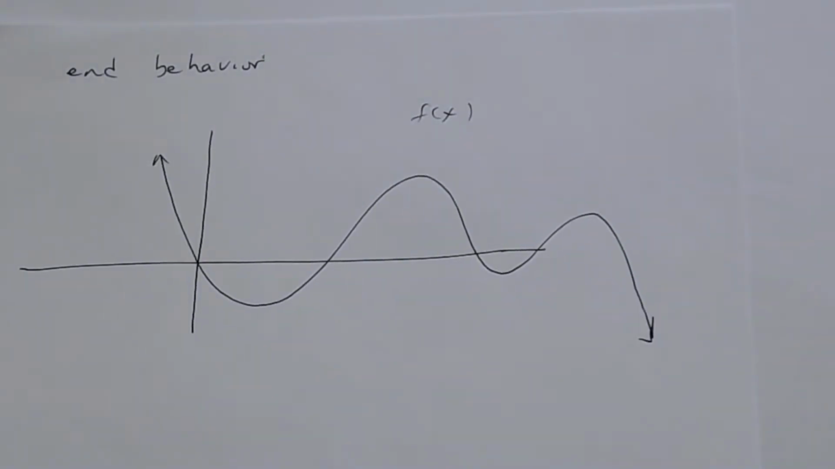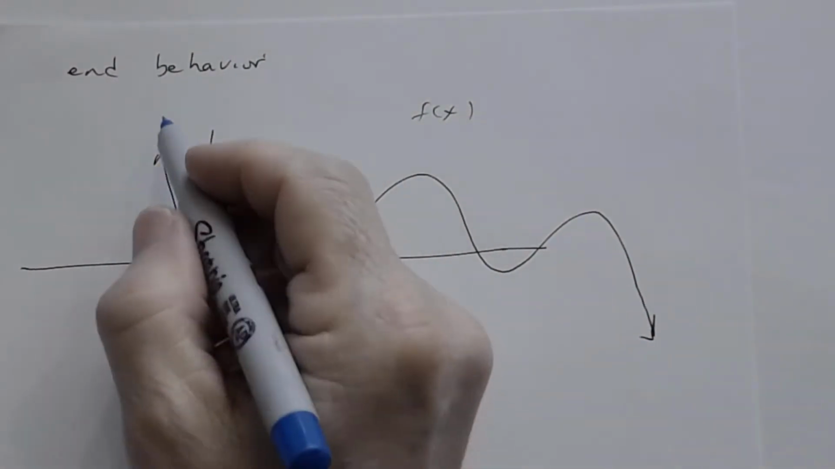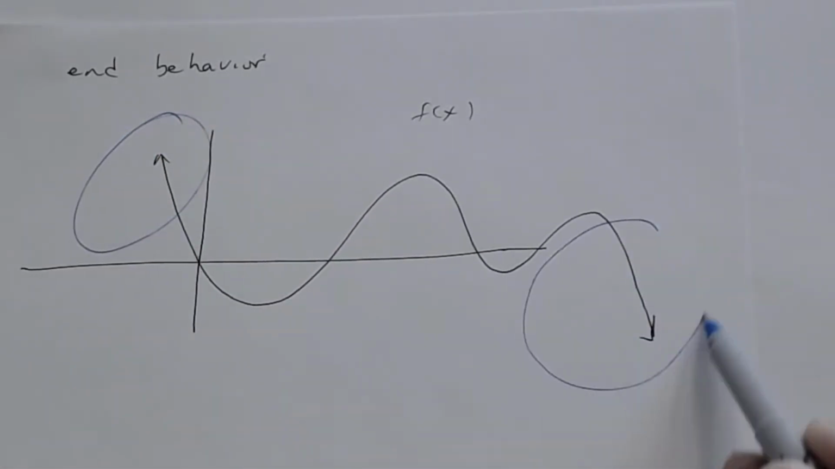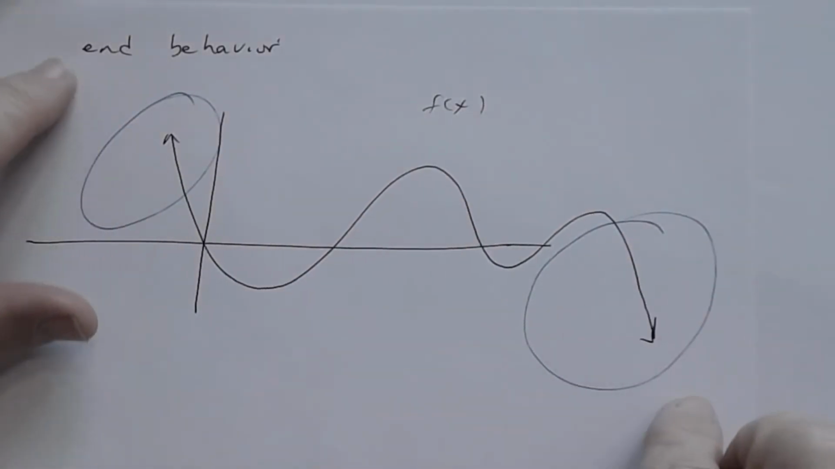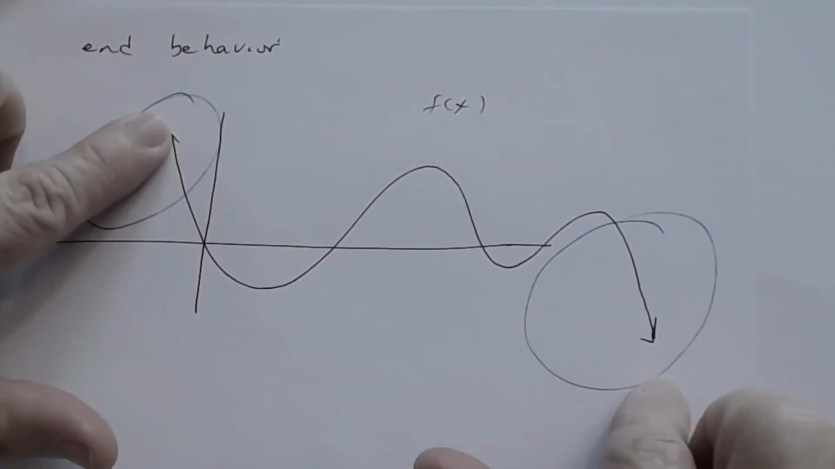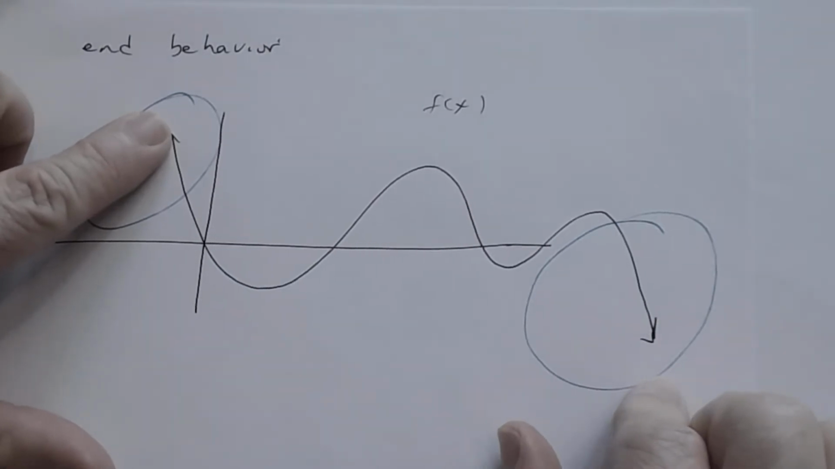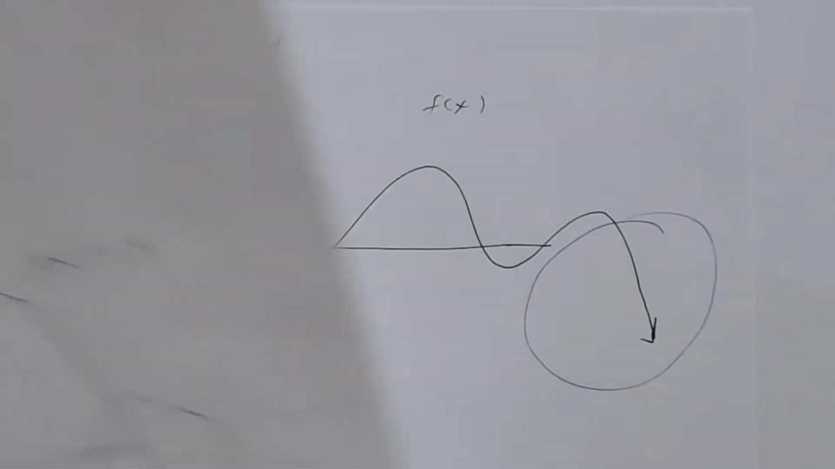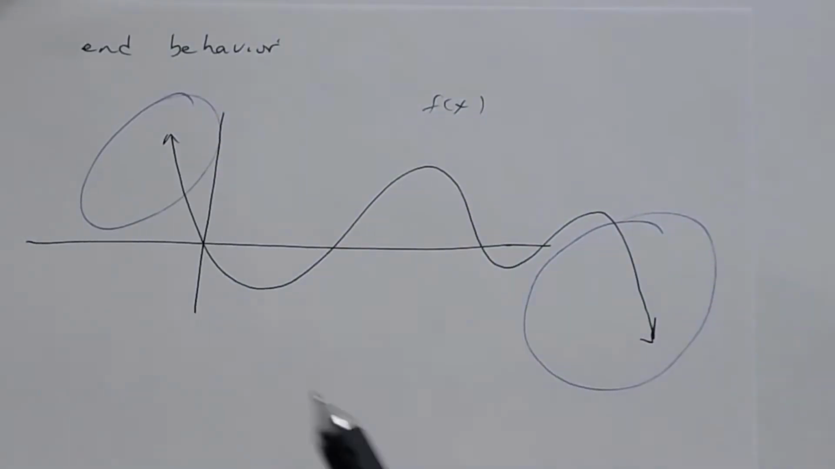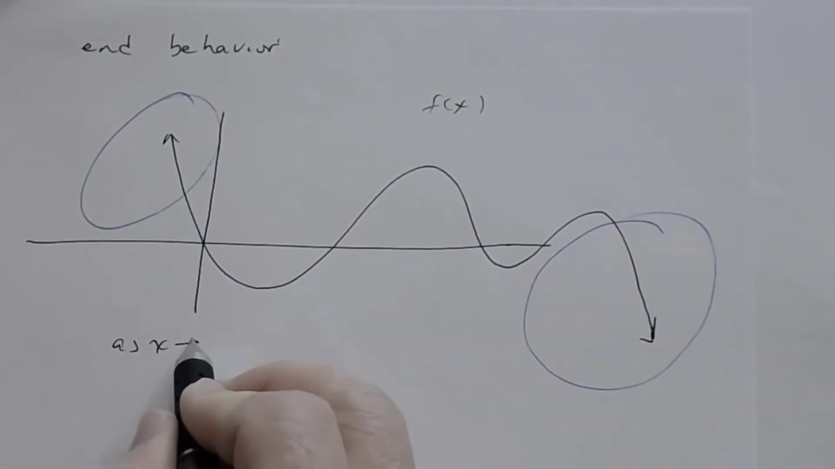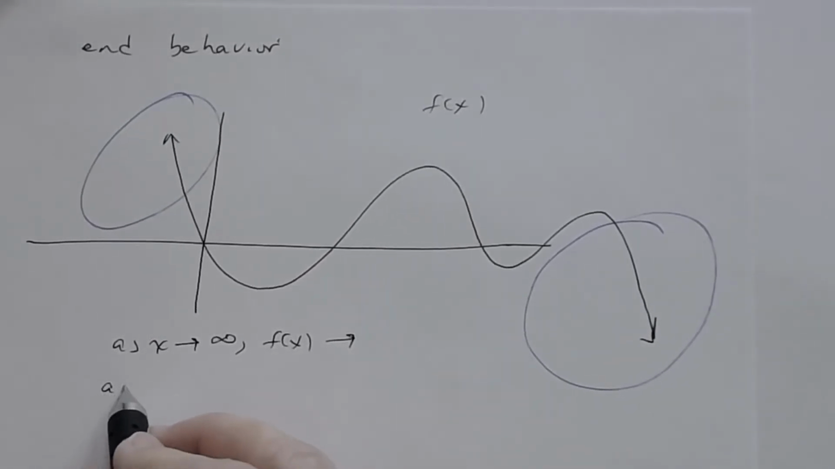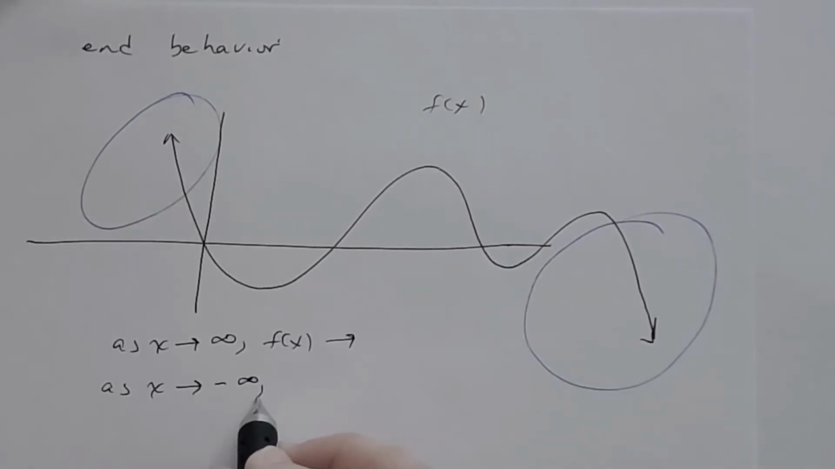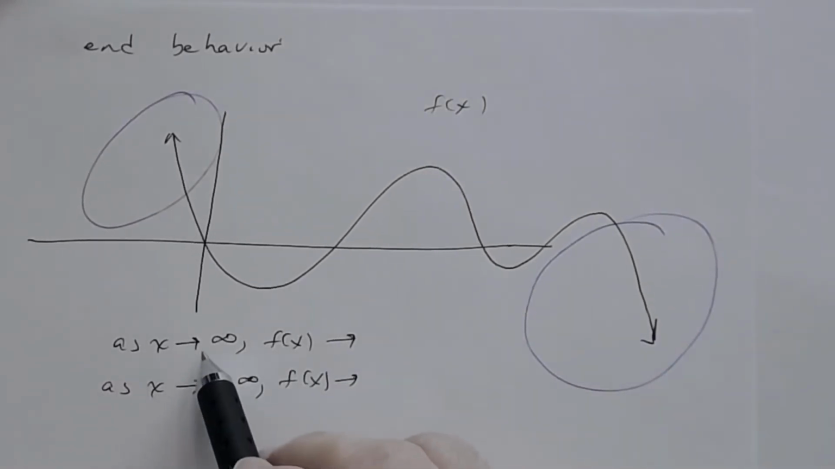So again, remember what we mean by end behavior. What's happening to the far left and what's happening to the far right. Now this time, notice that the arrows are in different directions. So this is going up, this is going down. All right? But it's still intuitive, just like we've been doing with these. It's still that same idea. So as x approaches positive infinity, what is f of x approaching? And as x approaches negative infinity, what is f of x approaching? That's the question.